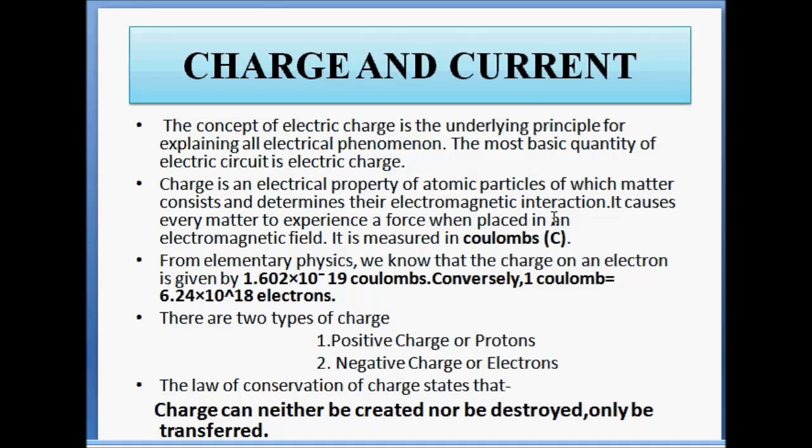Now the law of conservation of charge states that charge can neither be created nor be destroyed. It can only be transferred from one point to another. So we cannot create or destroy charge. It can only be transferred or moved, and this transportation or movement of charge contributes to every electrical behavior of circuits or electrical behavior of materials. It is governed by the movement of charge. Now we will see how this happens.